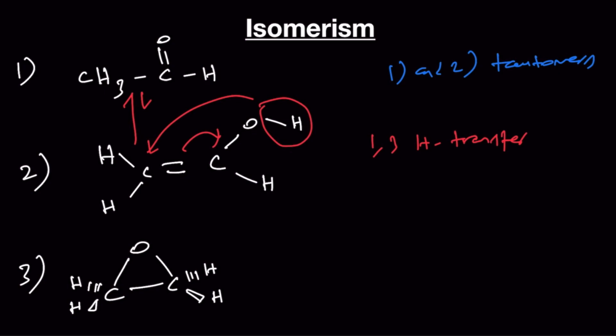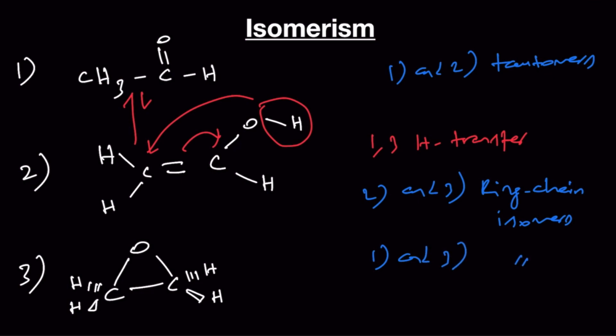How about 2 and 3? 2 and 3 are ring chain isomers. How about 1 and 3? Are they functional group isomers? No. 1 and 3 are also ring chain isomers. We have an aldehyde functional group in 1, we have an ether functional group in 3, but we still should not call them functional group isomers.